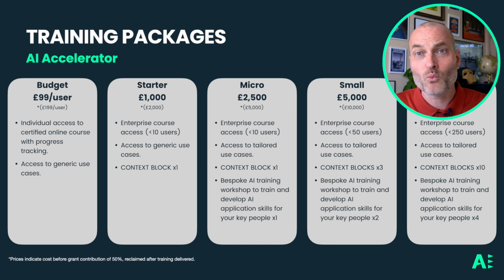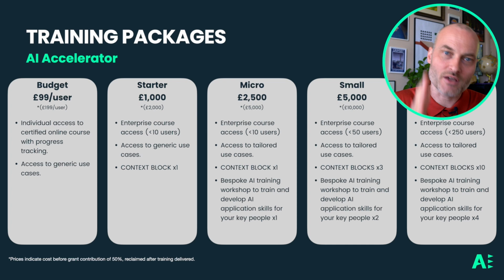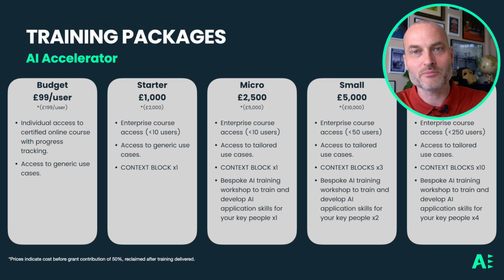So we've put together various training packages, and we've done this to align with the funding opportunity. So for example, if you're a medium-sized business, there is a larger package, which is £10,000 or $20,000 before grant funding. And that includes a series of workshops, access for all of your people, up to 250 people for the online training course, a bunch of context blocks, and some tailored use cases. And that sort of goes down in terms of what's available based on how much you want to pay and the size of your organization.